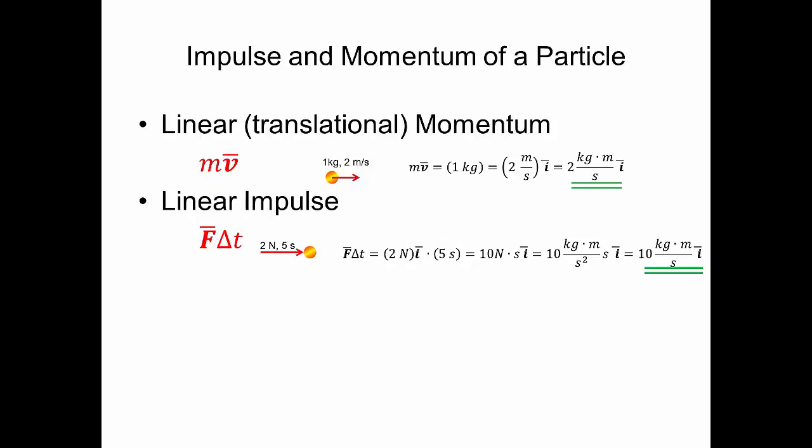Well, we've talked about impulse and momentum of a particle and defined that our linear momentum is a mass times a velocity vector, and our linear impulse is a force vector times a change in time. Well, now let's put everything together, just like we did in energy.